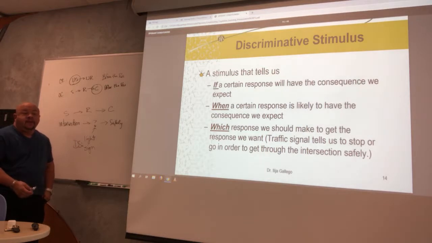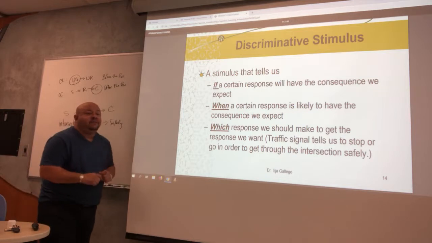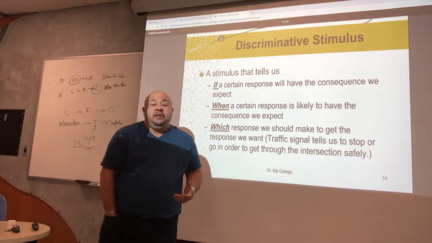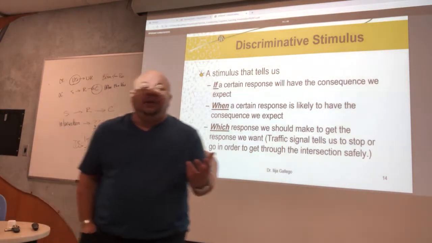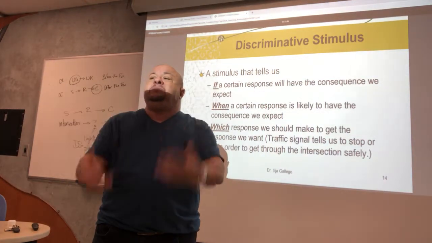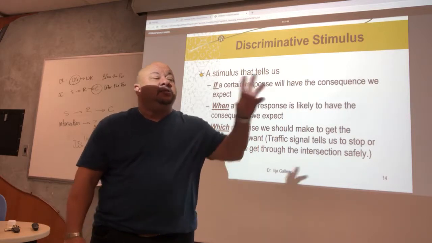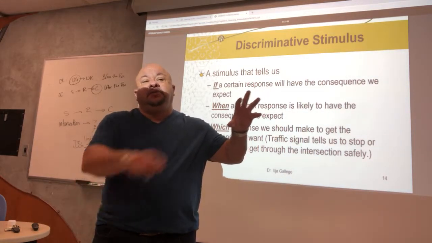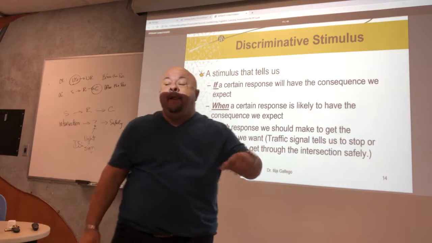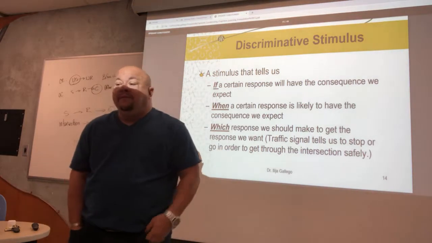Now, discriminative stimuli do not have to be just signs. I mean, they can be. They can be lights and signs. Like when you go to a vending machine and it says out of order, it tells you, don't even try it. Don't even put your money in. You're going to lose it. If it says this one's sold out, then that means don't pick this one, right? So it tells you what to do.